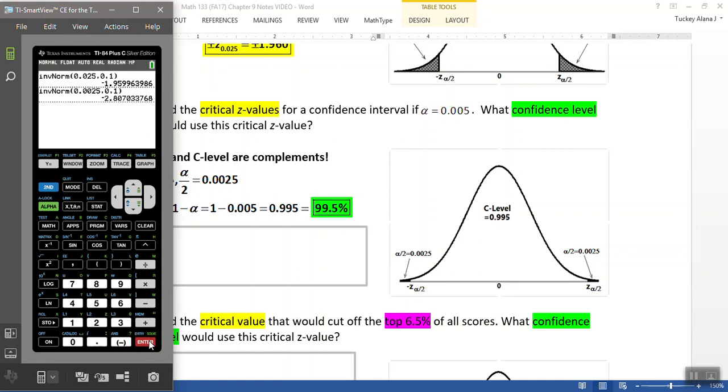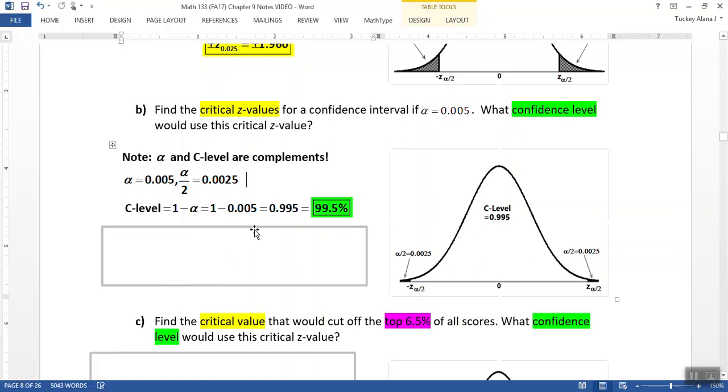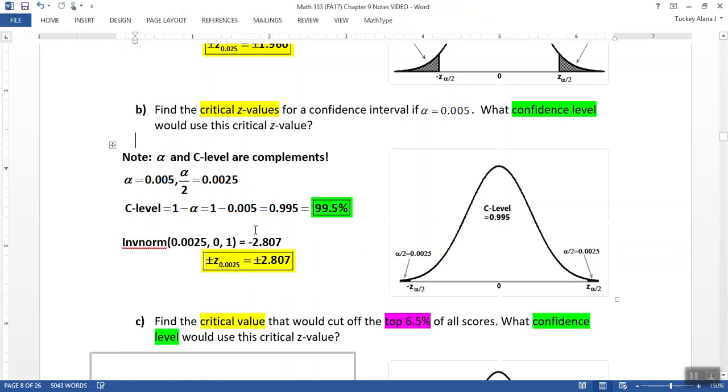And I would get negative 2.807, which is the one on the left, and then therefore positive 2.807 must be the one on the right because they have to have symmetry. One other comment before I go away from this problem.